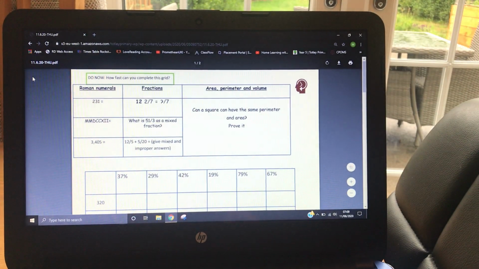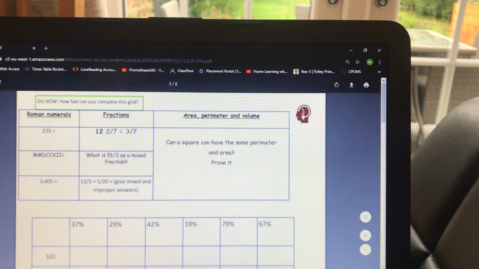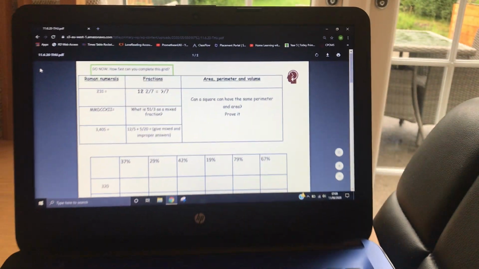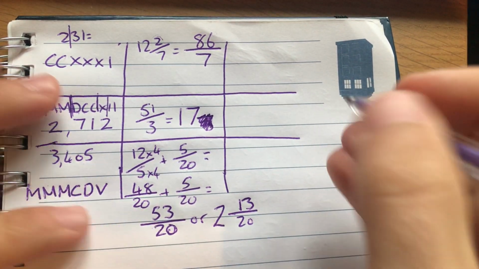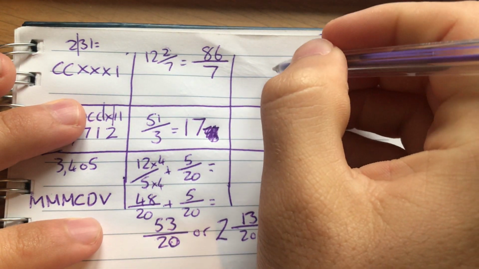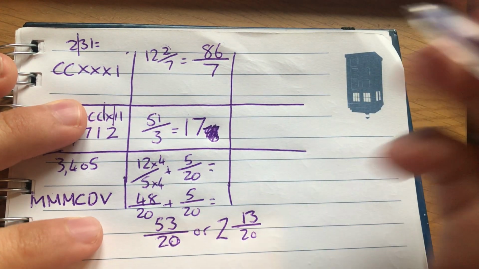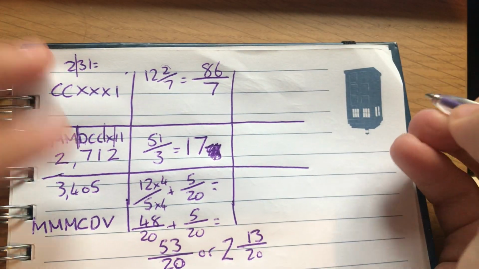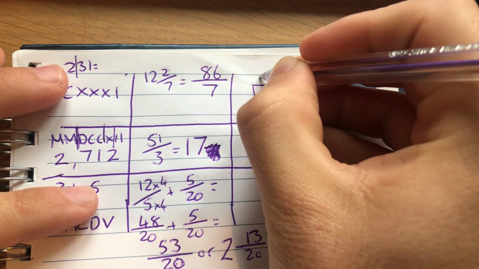And then the last one, I left one challenge really in the area perimeter volume one. Can a square have the same perimeter and area? Prove it. Now, I wasn't expecting you to just kind of know this. This was one that probably needed exploring. But remember your logical steps. So, go through the number system. Now, you could be a bit cheeky, but it wouldn't work.